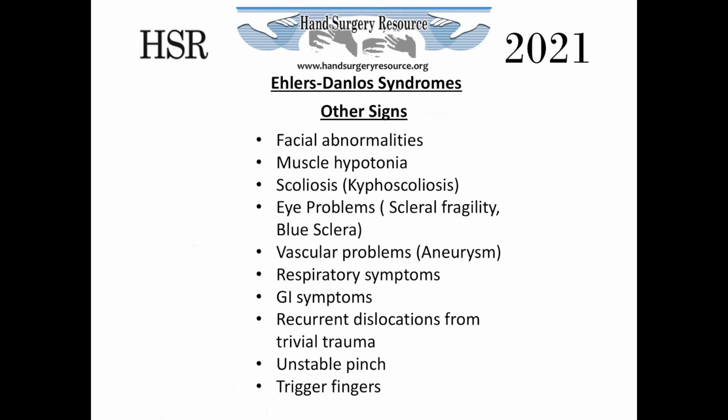Other positive physical examination signs in Ehlers-Danlos syndrome include facial abnormalities, muscle hypotonia, scoliosis, eye problems like fragility of the sclera and blue sclera, vascular problems like aneurysms, respiratory symptoms, GI symptoms, recurrent joint dislocations and subluxations from trivial injuries, unstable pinch, and trigger fingers.